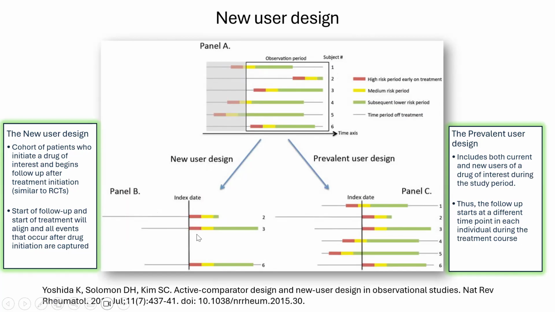But if you use a prevalent user design, you're basically recruiting all the patients who have already been on a drug and all the patients who will newly start the drug. So if I begin my follow-up here, for the first patient, I'd be starting the follow-up in the medium risk period. For patient number 4, I'm starting my follow-up in the medium risk period. For patient number 5, I'm starting my follow-up in the high risk period. But for patients 2, 3, and 6, I'm newly starting the follow-up at the time when they initiate the drug. So the follow-up starts at a different time point in each individual during the treatment course.